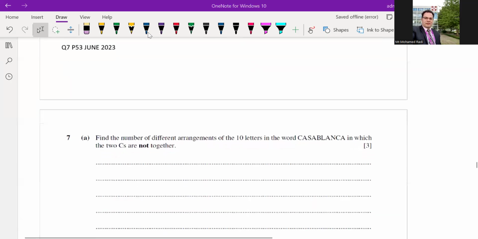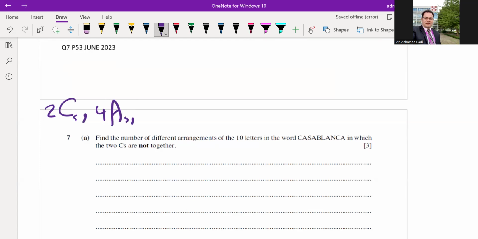In this tutorial, we'll solve question number 7, variant 3, June 2023. Find the number of different arrangements of the 10 letters in the word Casablanca in which the two C's are not together. Let's first count how many letters we have, especially for the repeated ones. We have two C's, and we have 4 A's.